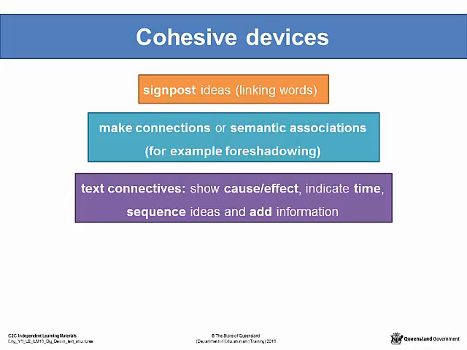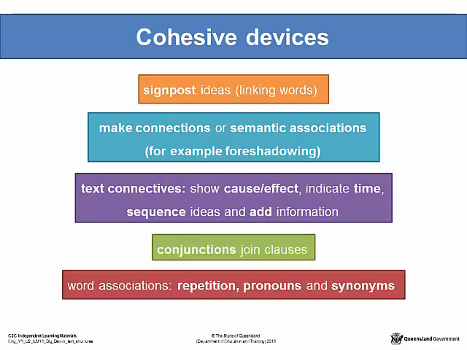Text connectives are used to show cause and effect, such as therefore, consequently, because of this. Indicate time, then, next, afterwards, finally. Sequence ideas, firstly, then, finally. Or add information, in addition, furthermore, also, as well. Conjunctions are used to join clauses. And word associations are also used through repetition, pronouns, and synonyms to make the text cohesive.